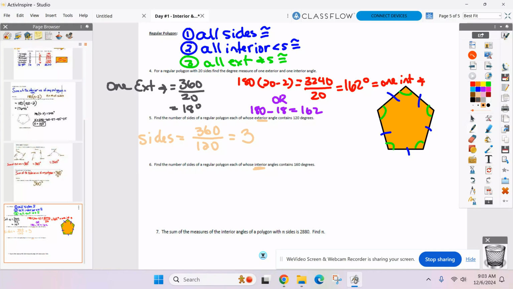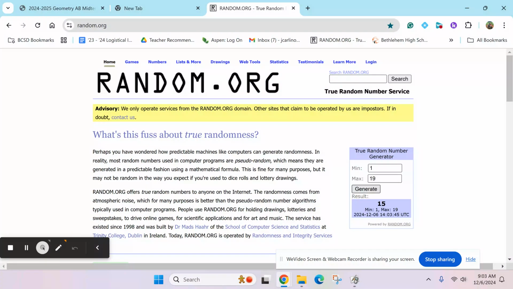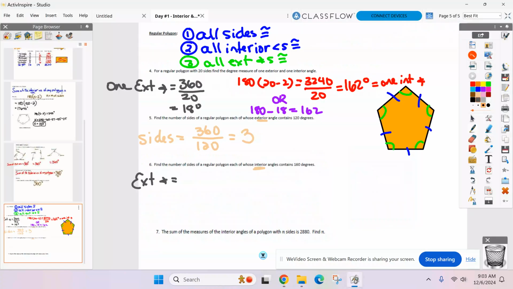Let me help you out. Could all of you find what an exterior angle is equal to? And I'll tell you why I want to do that. If you know the interior is 160, how can you find the exterior right next to it? Right next to it. Zoe? There we go. So the exterior in this problem is 20. Why does that help us? Now it turns into problem number 5, doesn't it?